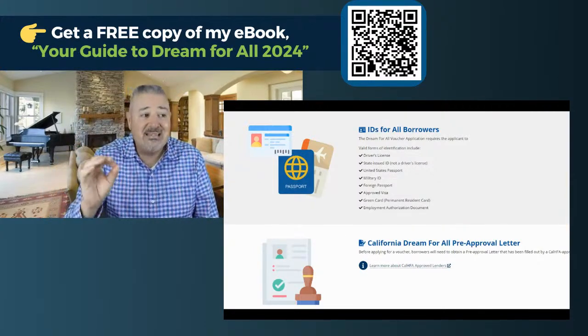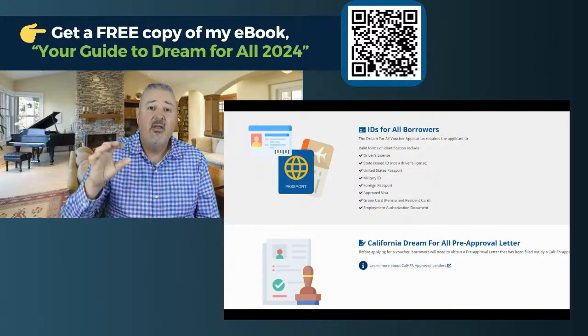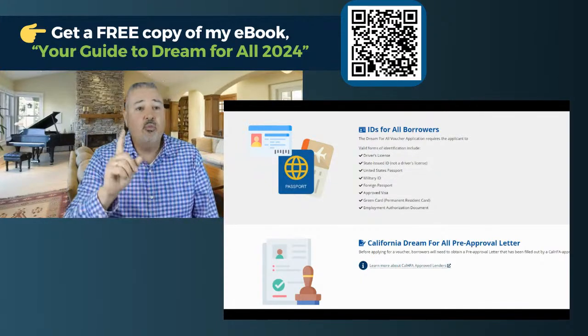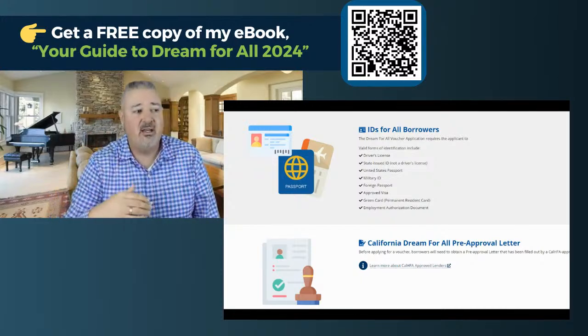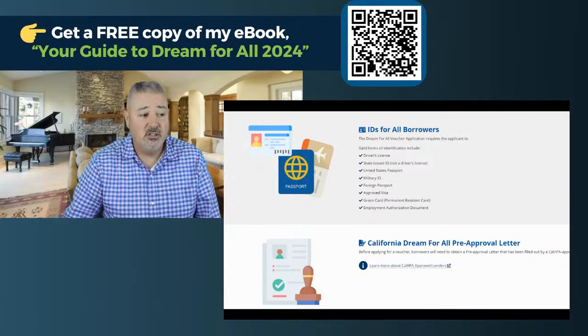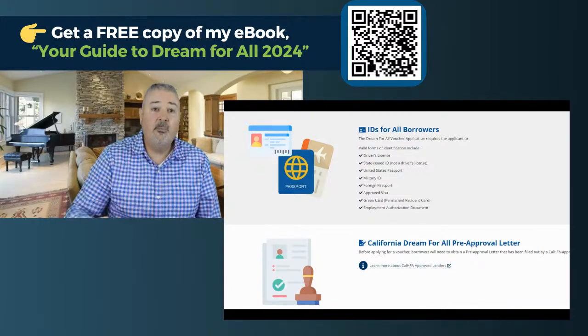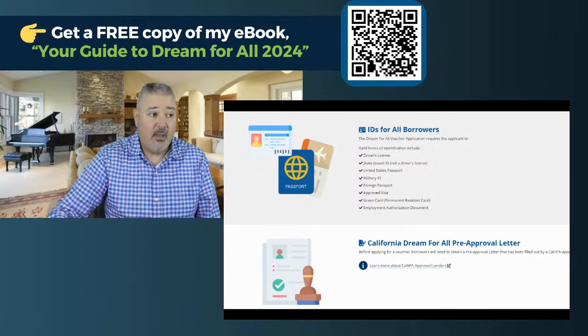So you need an ID for every borrower. You want to take a picture of it, have it saved to your computer. It's one of these: driver's license, state issued ID, passport, military ID, foreign passport, approved visa, green card, or employment authorization document. You need to have your pre-approval letter from a Cal HAFA approved lender, okay?